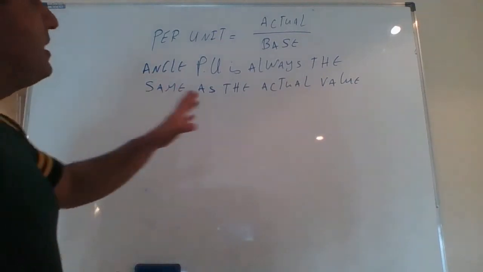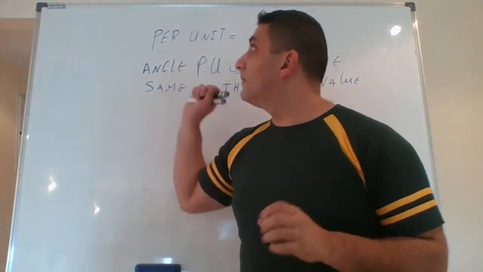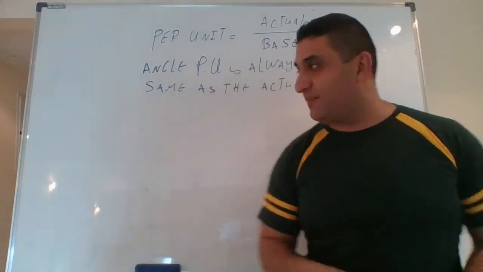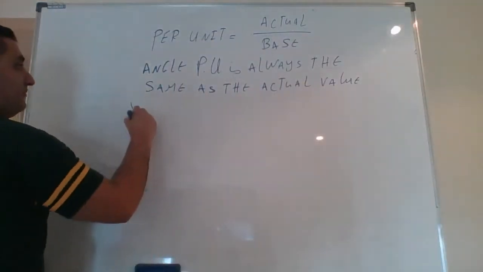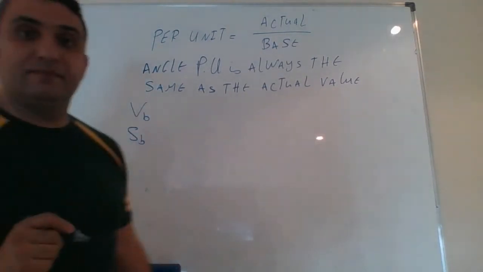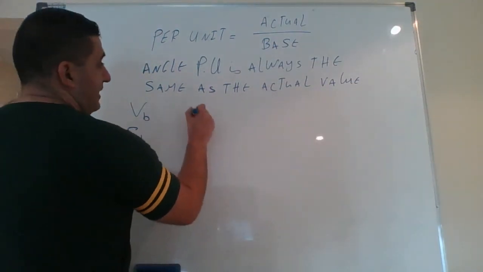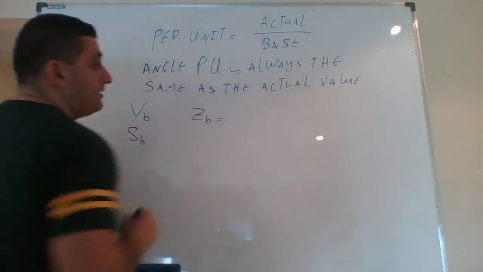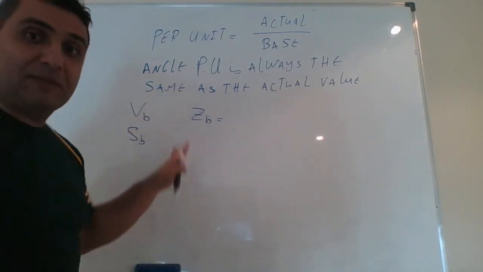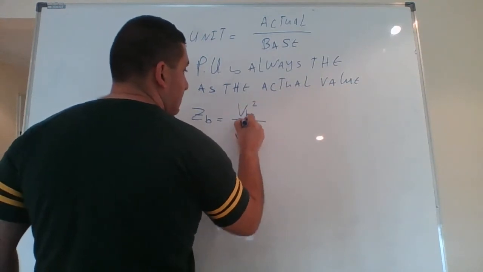Now, when I decide to do a per unit system, I define two elements: V base and S base. And then I can derive the rest. From these two, I can say Z base is equal to, remember S, the power, is V squared divided by Z, which is equal to V base squared divided by S base.